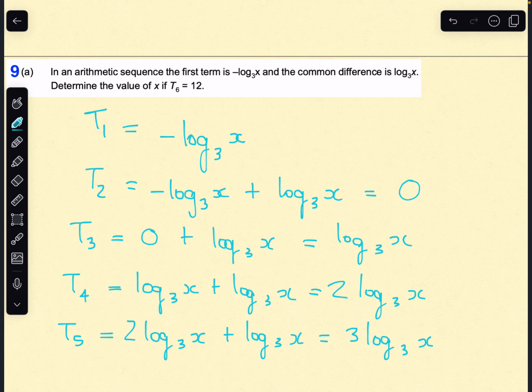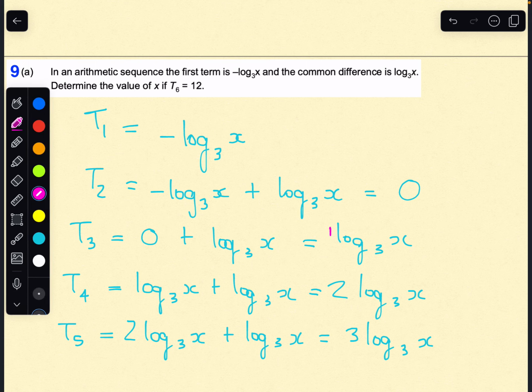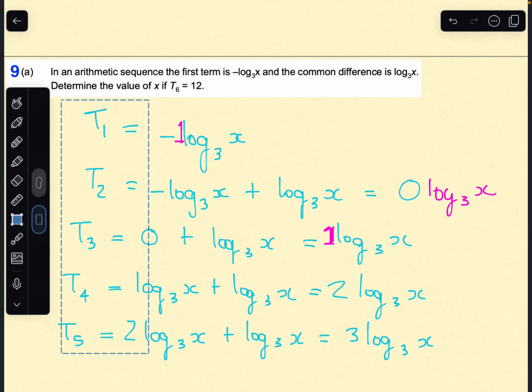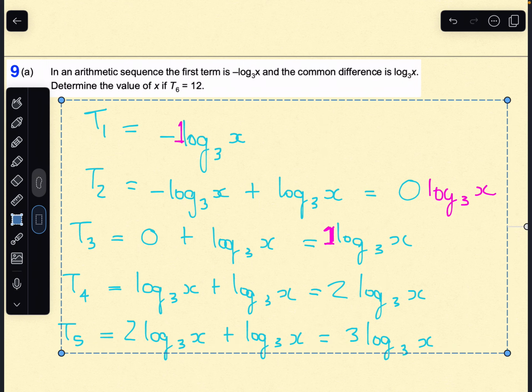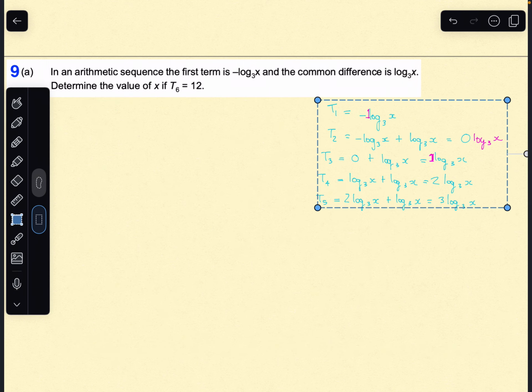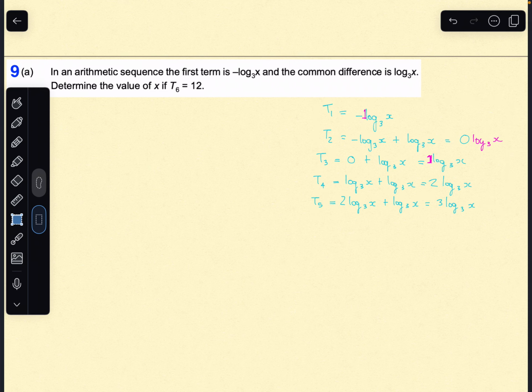So really, this is the same as 1 log base 3 of x. This is the same as 0 log base 3 of x. And this is the same as negative 1 log base 3 of x. So let me just put this into one line. Okay, so that's just the good to know happening on the side there. So determine the value of x if t6 is 12.